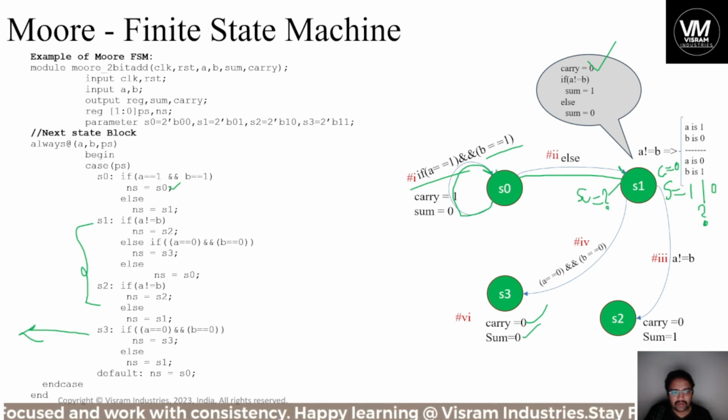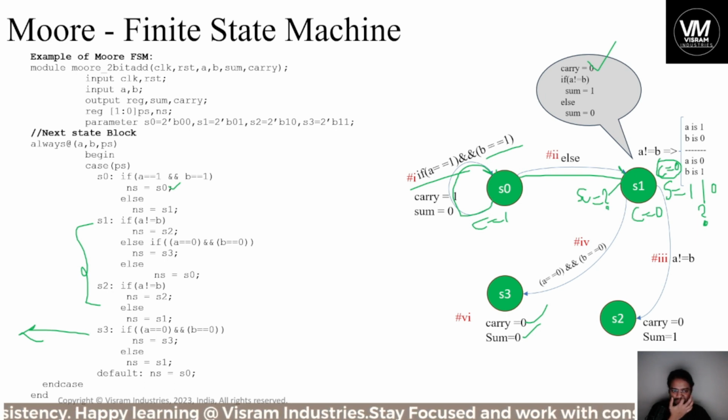So now our main aim is carry is equal to 0. Here C is equal to 1 in the initial state, and in the next state C is equal to 0. Done. Good. Very good. But what is S? S can be 0 or S can be 1.